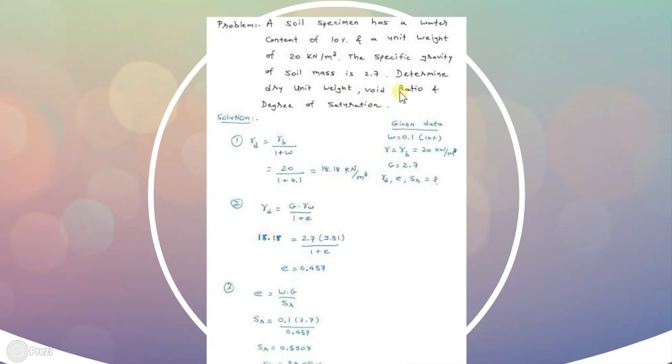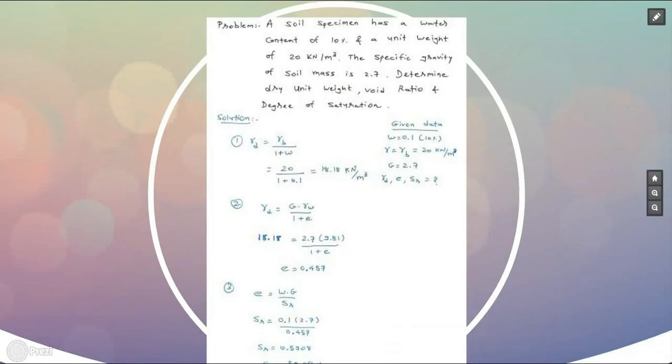Now I want void ratio. For void ratio, I can use gamma D and gamma B both because I do have both the values. Again, I am applying the derived formulas. Gamma D is equal to G into gamma W upon 1 plus e. Here, I do have gamma D now. I have G now. Gamma W is by default 9.81 kilonewton per meter cube. Putting all the values in the formula, I'll get e, void ratio, as 0.457.